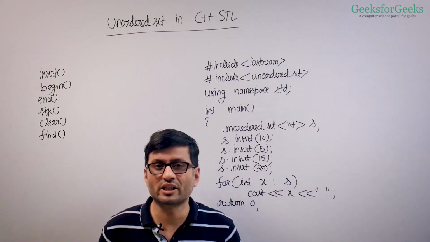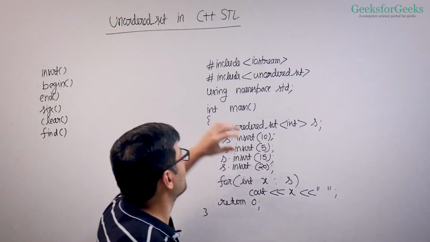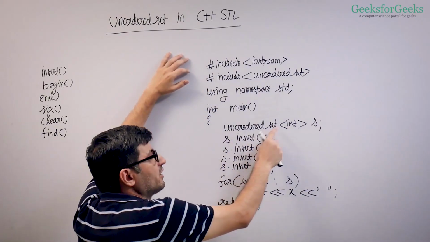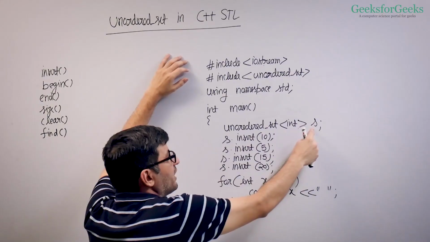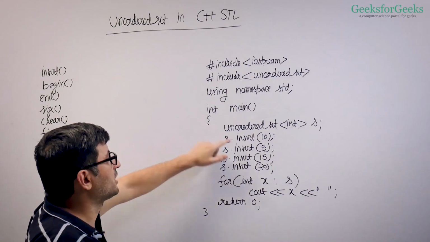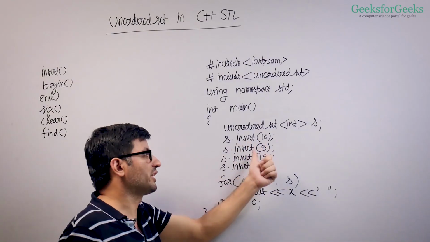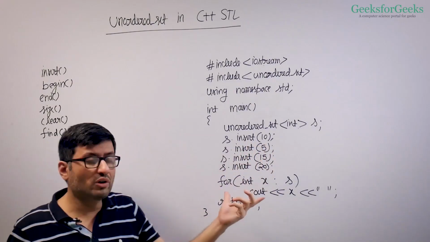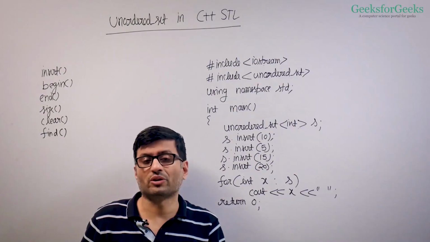Let us now understand individual functions. How do we create an unordered set? We use unordered_set, the data type for which we want to create the unordered set, and the variable. Now this insert function is used to insert items into the unordered set. Its syntax is similar to set insert. However, internally elements are stored in a different way in unordered set.